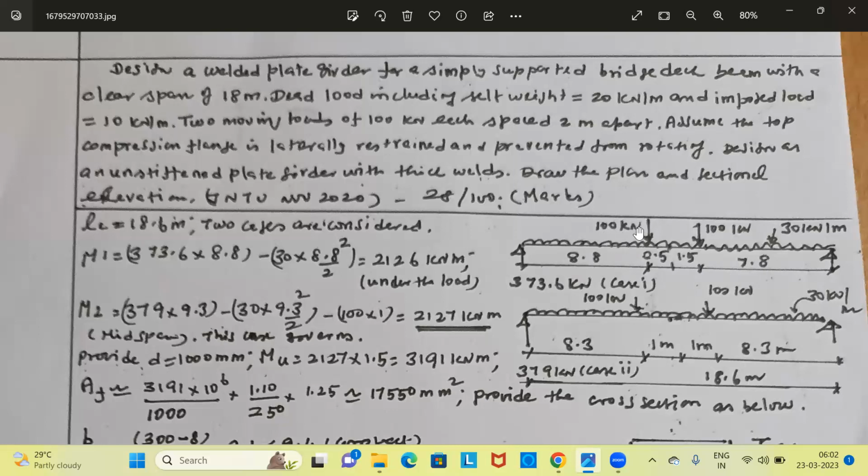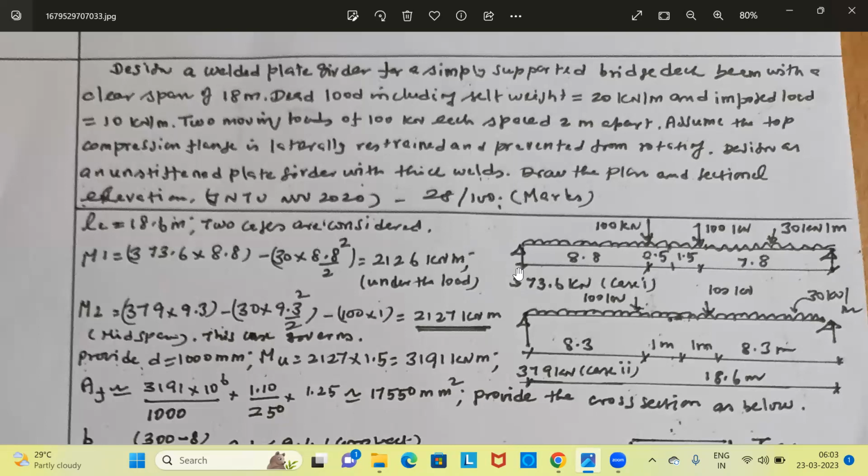It is 100 kilonewton divided by span 18.6 into distance from another support 9.8. Then similarly, due to this load, the reaction at the left end can be calculated. That is load by span, 100 kilonewton divided by 18.6 into distance from another support 7.8. Any load, the reaction is given by load divided by span into distance from another support.